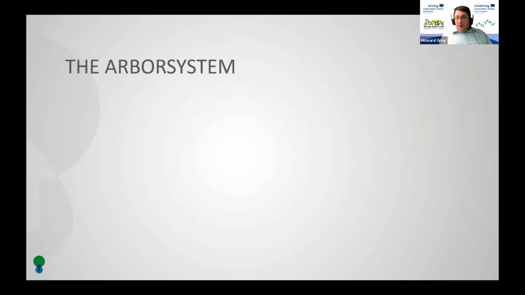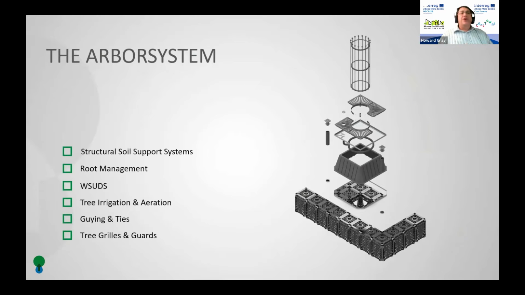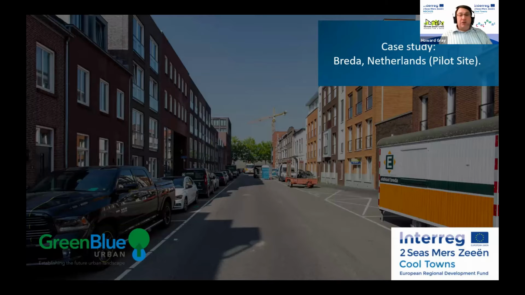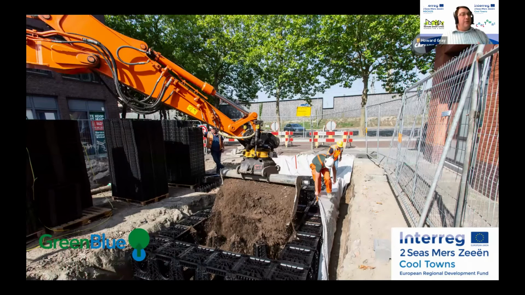So at Green Blue Urban, we look at every element that a tree needs to really be successful, whether it's actually looking after the soil, so that's making sure that there's some soil management, make sure the soil doesn't get compacted through soil cells. We've got root management that actually directs the roots where we want them. We have aeration to keep the soil alive. We have irrigation, and we have above ground protection in terms of tree grills and guards. Now, we've been working on one of the pilot cases here in Breda, where we've actually been putting the tree pit together.